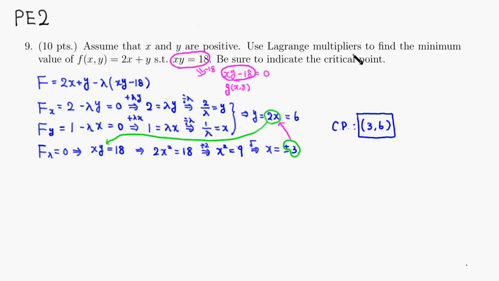Then we want to find the minimum value. The minimum value happens at (3, 6), which is equal to 2 times 3 plus 6, which is equal to 12. So 12 is the minimum value of this function, which occurs at the critical point (3, 6).